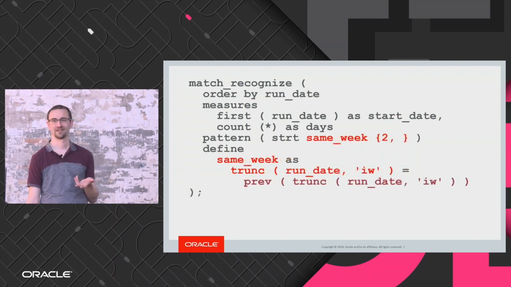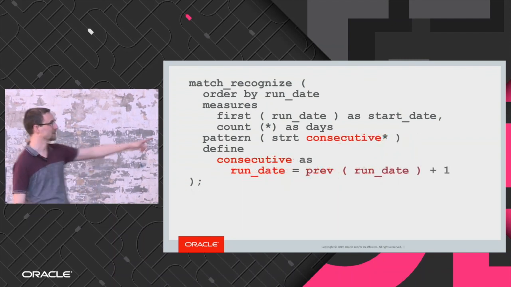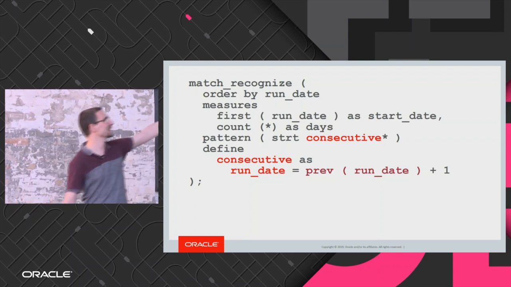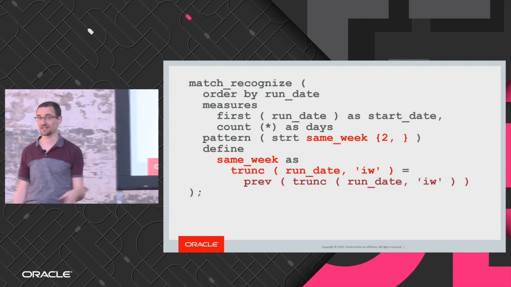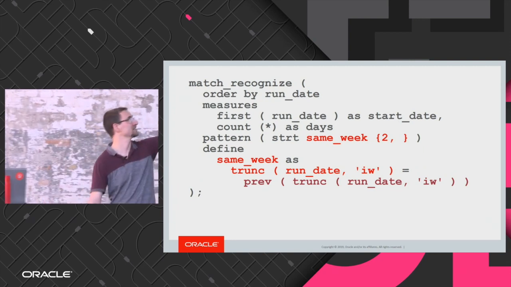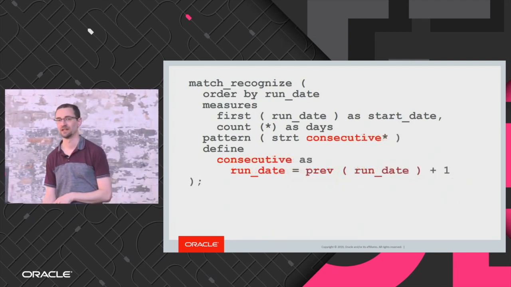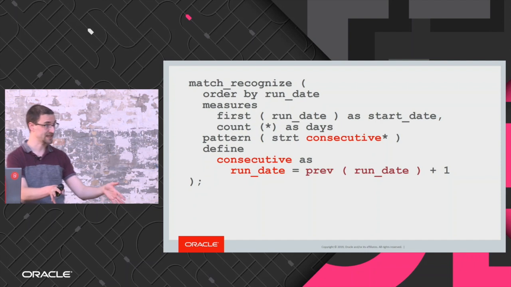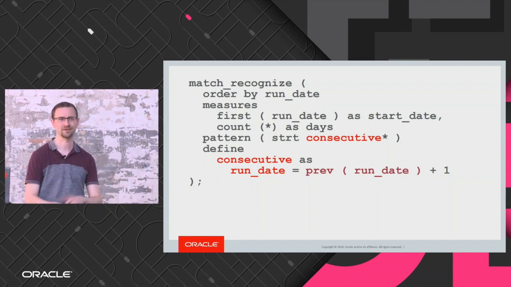What's changing? Basically nothing. I've changed the definition of the pattern variable, fairly obviously. I've renamed the variables for clarity as much as anything else, and we've had to change the quantifier from 2 to star. Imagine you've had that change in requirements. Find me all the consecutive days, and then someone goes, oh, hang on, we don't want that.